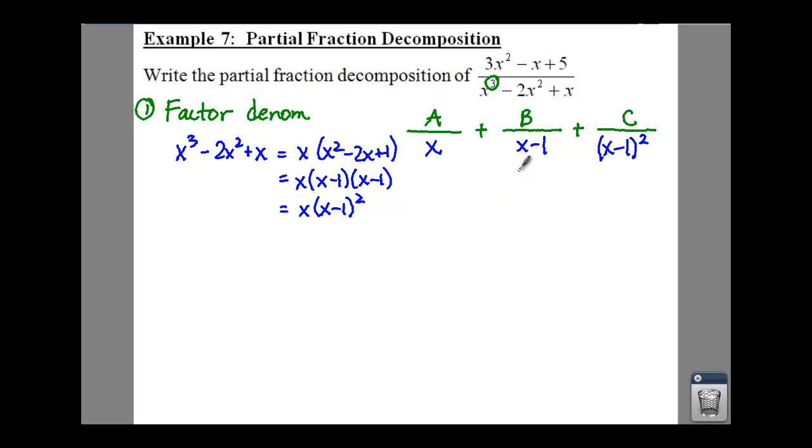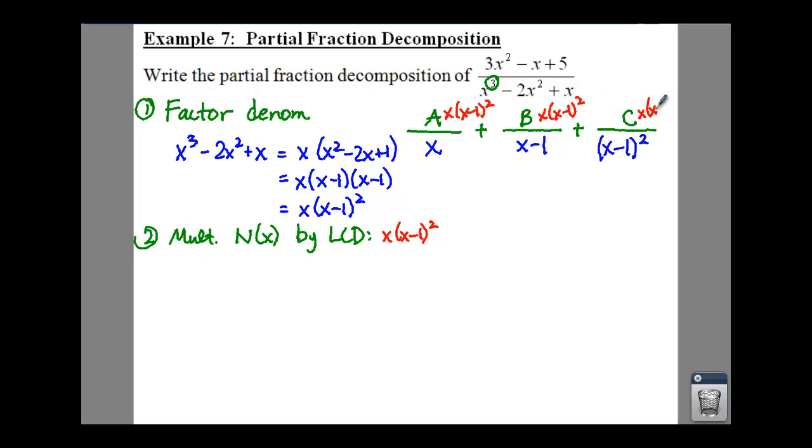So what you have to do next is multiply each of our numerators by your LCD. So if we multiply, I'm going to call it N of x, your numerators, by your LCD, and your LCD in this case is x times (x minus 1) squared. So if you multiply your first fraction by x times (x minus 1) squared, and your next fraction by x times (x minus 1) squared, and your third one, you're going to notice that some things are going to cancel. So we're going to cancel out your x's here.